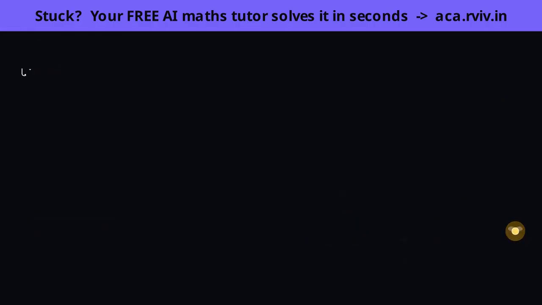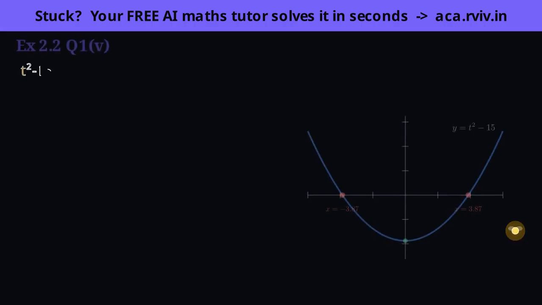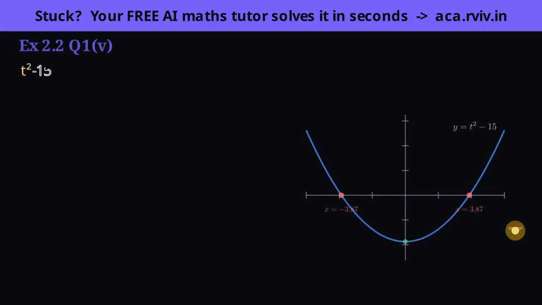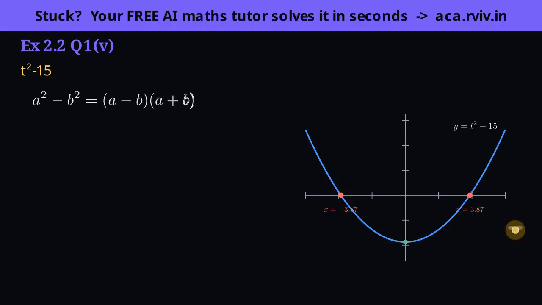Part 5 is t squared minus 15, no middle term again, and 15 isn't a neat square, but the difference of squares pattern still cracks it wide open. Set up. With no middle term, reach for the difference of squares identity. a squared minus b squared equals a minus b times a plus b. It's built for exactly this two-term shape.